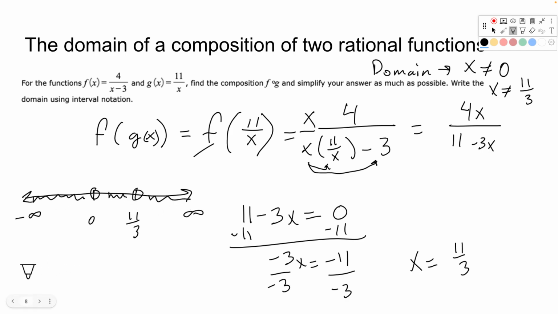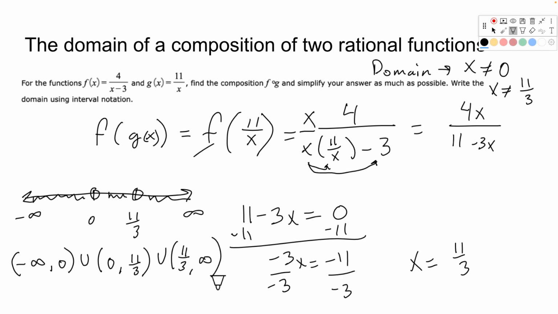So with interval notation, I write this as going from negative infinity, parentheses, all the way to 0, parentheses. And then I've got this middle section, so I put a union. Then I can go from 0 to 11/3, parentheses, union, 11/3 to infinity. Very complicated way to write. I can't be 0 and I can't be 11/3. But this is where our world has gone.